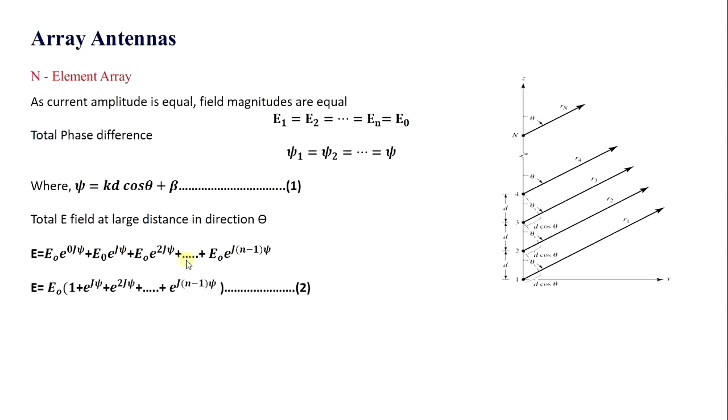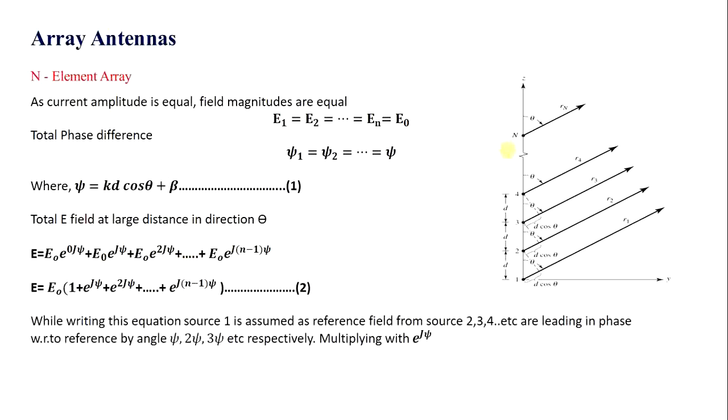Now if I take E0 common, I will get this equation number 2. You can see it seems to be a progressive geometric series. While writing this equation, source 1 is assumed as the reference, and the fields from sources 2, 3, 4, etc. are leading in phase with respect to the reference by angles psi, 2 psi, 3 psi, etc. respectively. Multiplying with e raised to j psi, we get E into e raised to j psi equal to E0 into e raised to j psi plus e raised to 2 j psi plus e raised to 3 j psi plus so on up to e raised to j n psi.